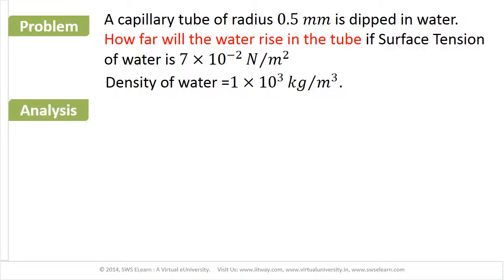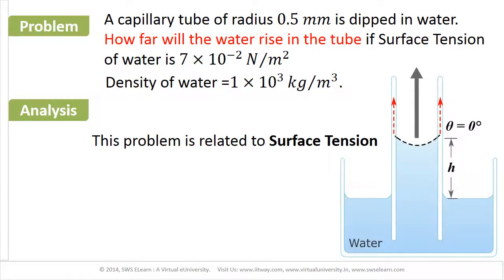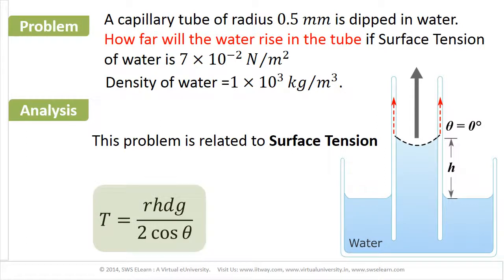Analysis. This problem is related to the topic of surface tension. In particular, the problem deals with surface tension of a liquid in a capillary tube. The equation which connects surface tension with other parameters of the liquid and the capillary is T = R H D G / (2 cos θ).